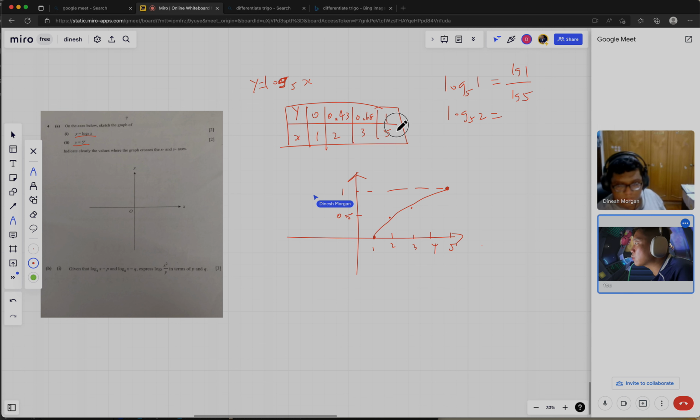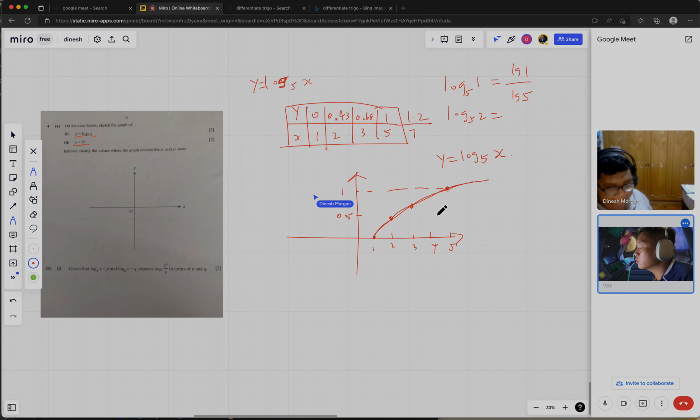Okay, let's test one more time. What about 7? 1.2. Oh, okay. So it starts to plateau already a little bit. So this is the y equals log 5 x, right? So just give yourself a few values, then you will see the trend.